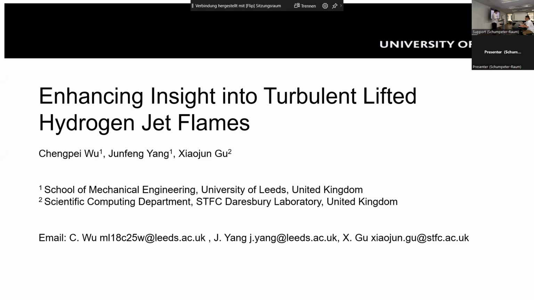Good morning, everyone. My name is Chengpei, and I'm from the School of Mechanical Engineering at the University of Leeds. Today, I'm going to present our research on enhancing sighting to the turbulent lifted hydrogen jet flames.